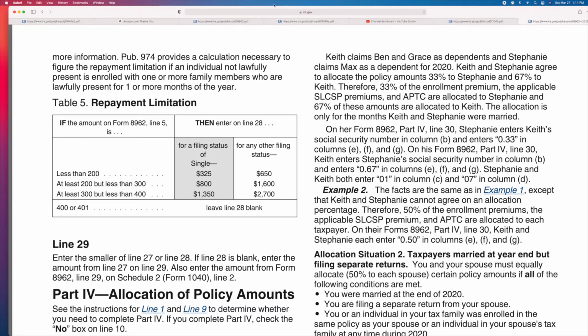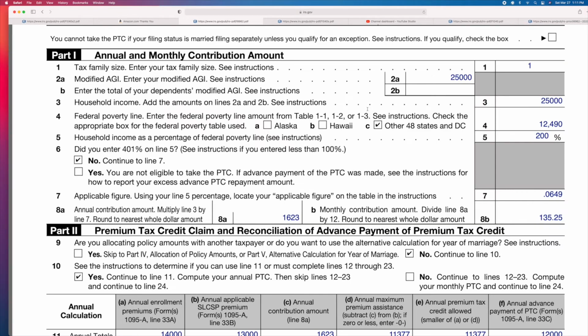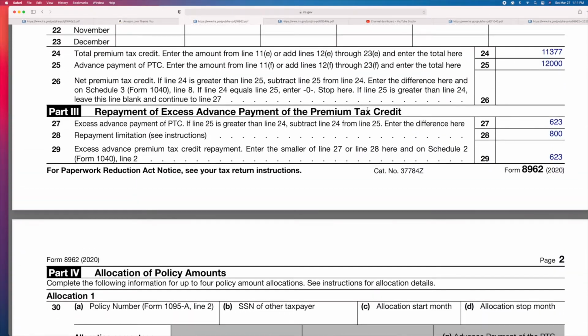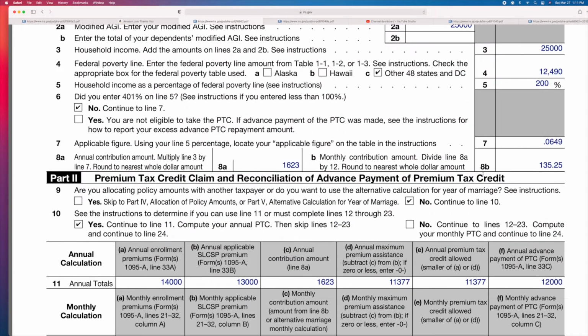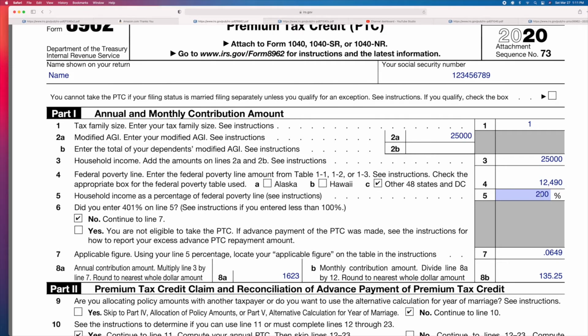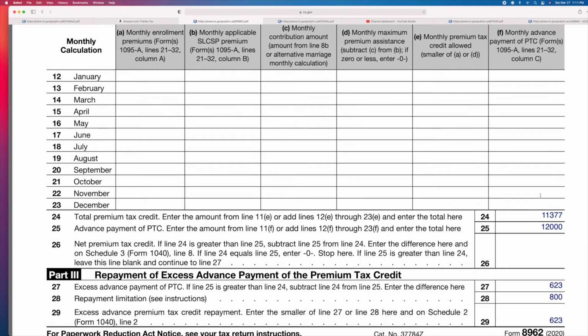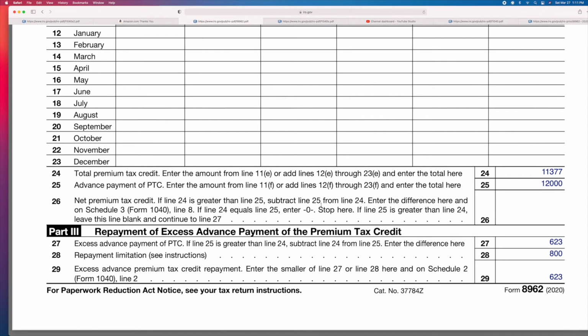Remember, line 28. So let's go back to line 28. All right, so here we are, right? Excessive advance payment. It was $623. We have to put 800 in here, right? Because we were at 200%. If we had been at 199, we would only have had to put $325 in there. But we were at 200, so between 200 and 300, you've got to put in your 800 here.